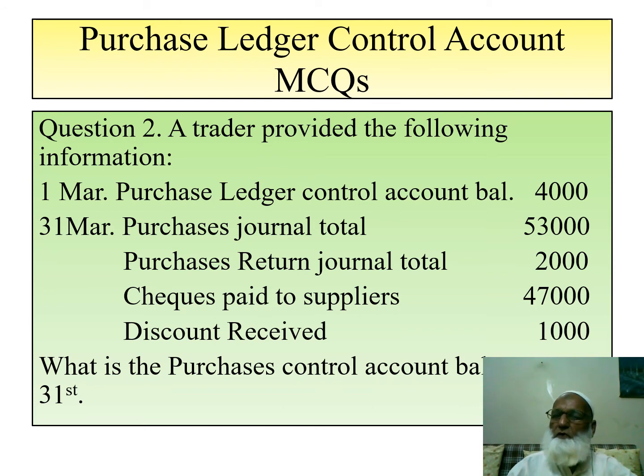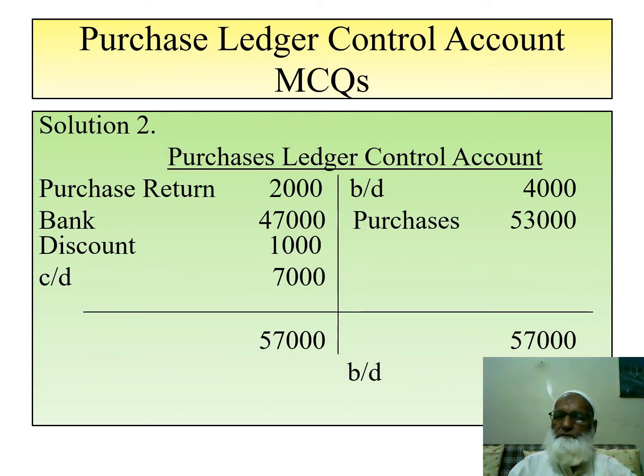So the solution is given in the next slide. This is the solution. Purchases ledger control account, or we can say it's a trade payable account or accounts payable account. So balance brought down is 4,000, which shall be on the credit side. Purchases are on credit, therefore recorded on the credit side, 53,000. So the credit side has a total of 57,000, and on the debit side, purchase returns are recorded.